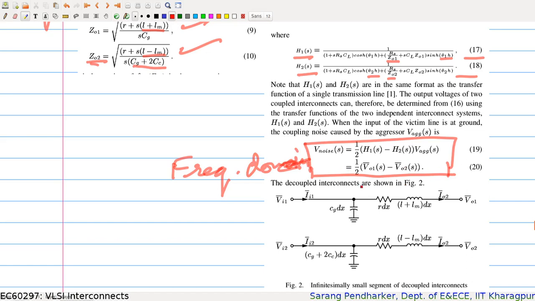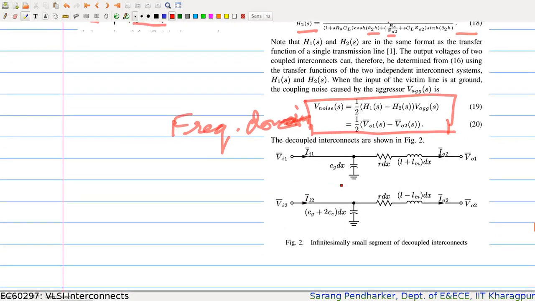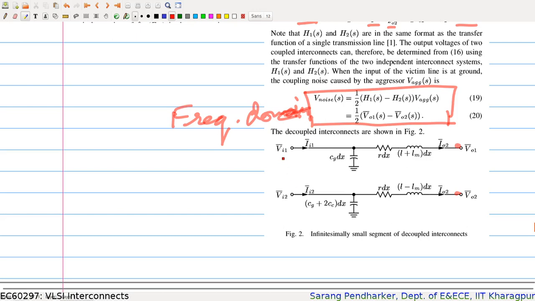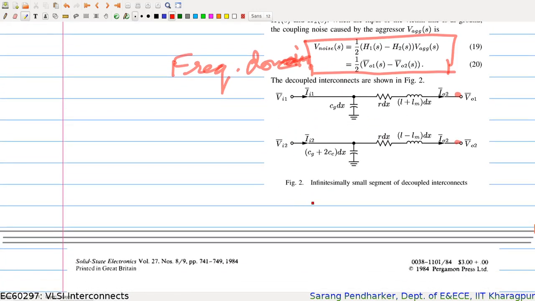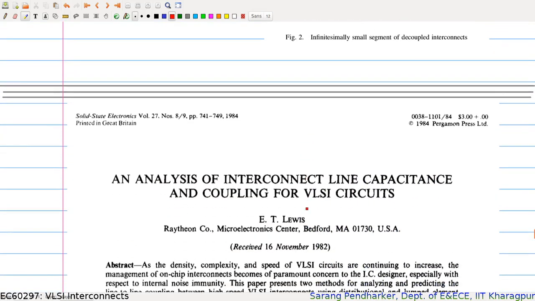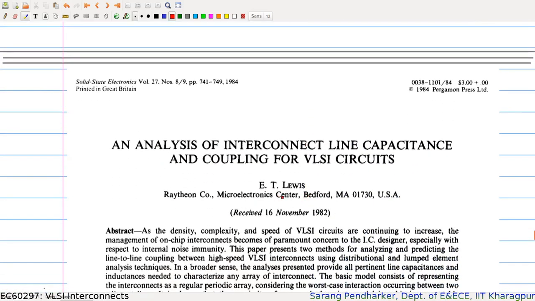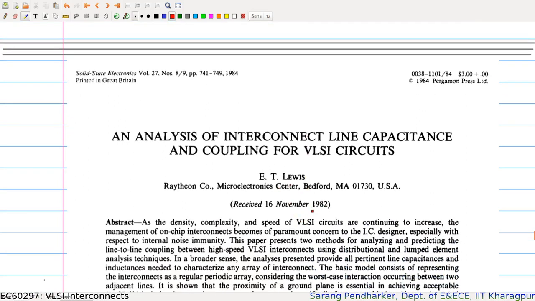Right, so this is what we have also seen. And then you have these decoupled interconnects, and so basically you can just do an analysis in here, and you subtract the two noises and you will get the input. You can find what would be your... Then the next paper I want to refer to you is a very old paper.